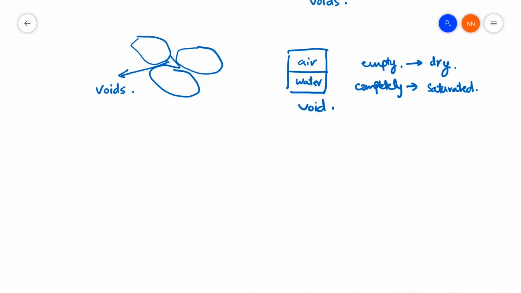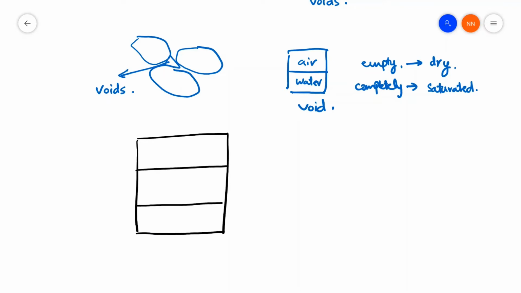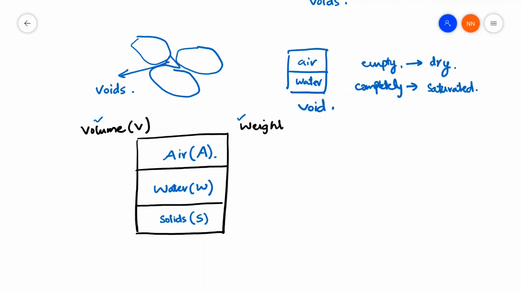So now, what is this three-phase diagram that we're looking at? Imagine soil to be divided into three components. We have the solids represented by an S, the water represented by W, and air represented by an A. And there are two sides of a phase diagram. The left side we usually call the volume side, represented by V, and the right side is called the weight side, which is represented by W.